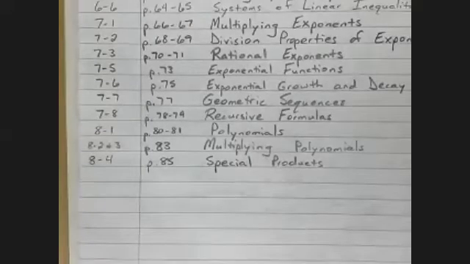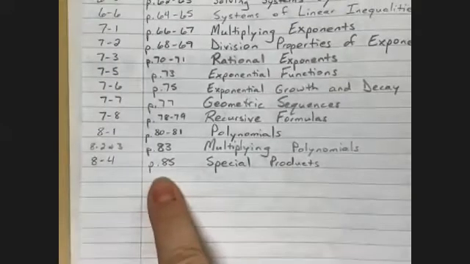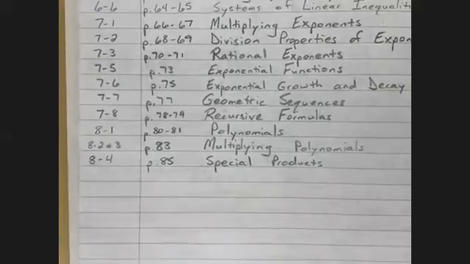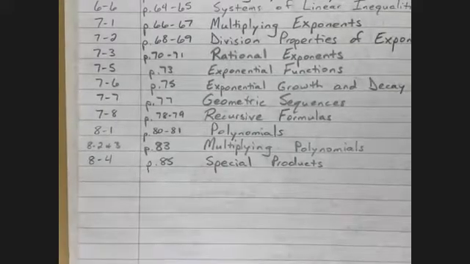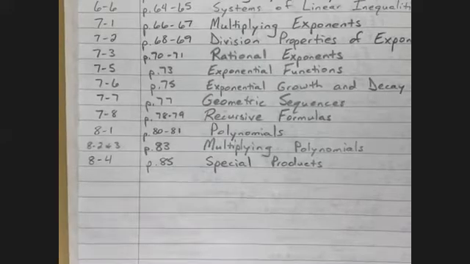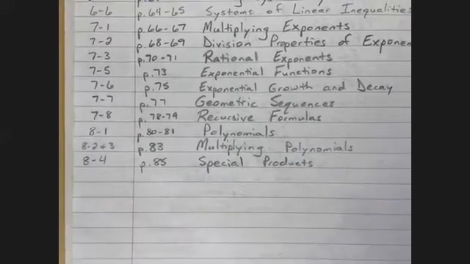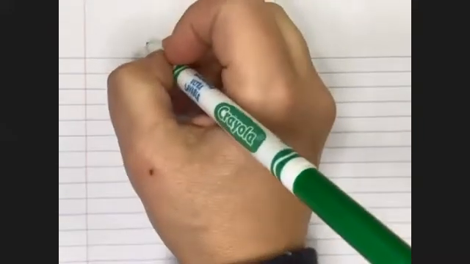Righty, welcome to Algebra Chapter 8, Section 4. Today we are going to be on page 85 and we're talking about special products. So make sure you have this written in your table of contents. And then we're going to flip over to page 85. And here we are, and we are doing special products.